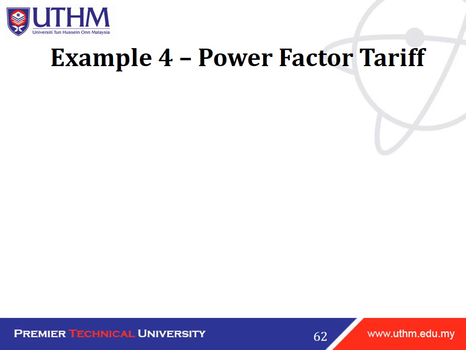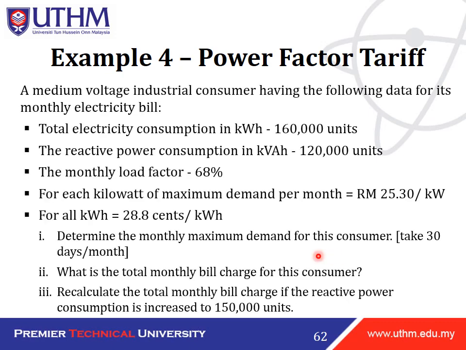Okay, example 4, the power factor tariff. So, read the question. A medium voltage industrial consumer has the following data for its monthly electricity bill. The total electricity consumption is 160,000 kWh units. The reactive power consumption is 120,000 kVARh units. The monthly load factor is 68%. For each kilowatt of maximum demand per month is RM25.30 per kilowatt, and for all kilowatt hour is 28.8 cents per kilowatt hour.